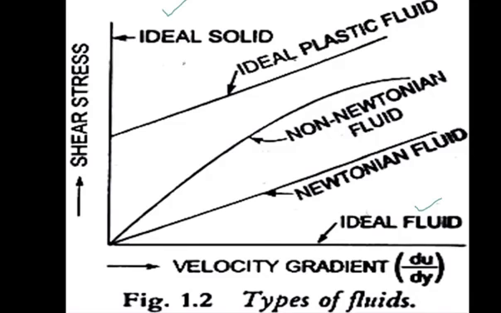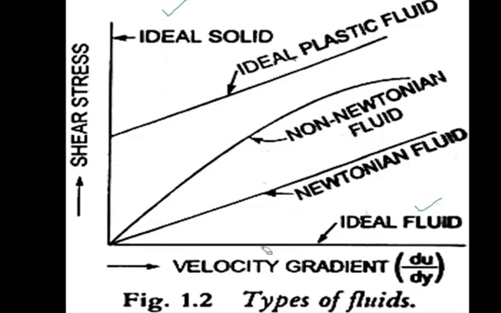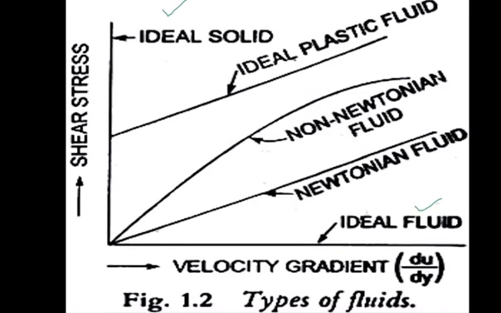So real fluid, these three are also real fluid. Just we have to compare with the equation, right? Next, Newtonian fluid: a real fluid in which the shear stress is directly proportional. Shear stress is directly proportional means what? This will be linear. So Newtonian fluid, whenever the shear stress is directly proportional to the velocity gradient, it will be a straight constant line. So it is linear. See here.